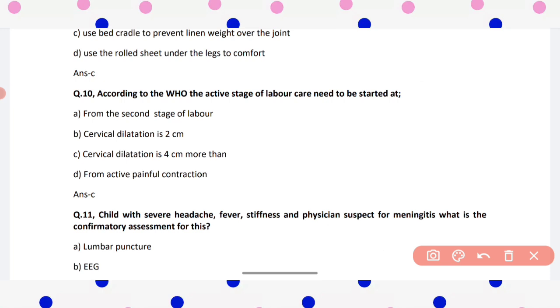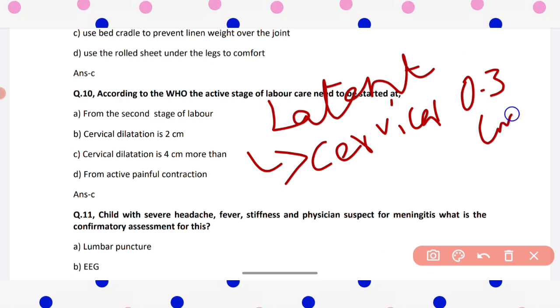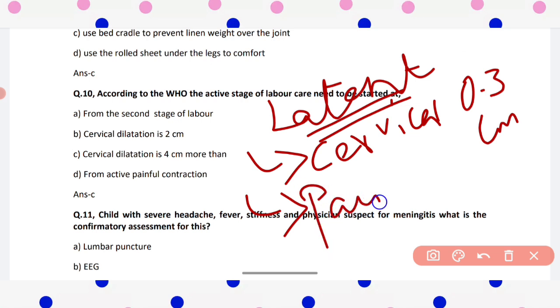There are 2 types of labor, otherwise 2 phases of labor, that is, latent phase and active phase. Let's discuss the latent phase first. See, in latent phase, the cervical dilatation is going to be 0 to 3 centimeter. That is the first thing you're supposed to remember. And second one is pain. The pain is going to be same like menstrual cramping with low back pain.